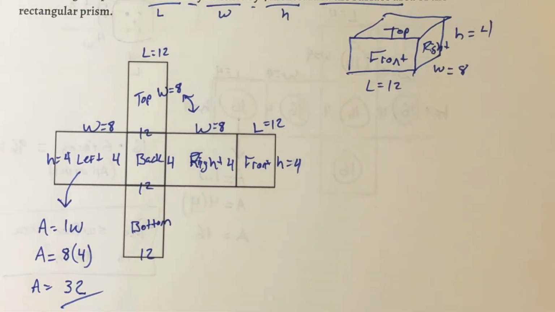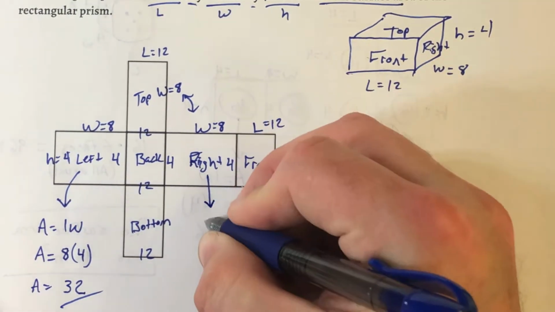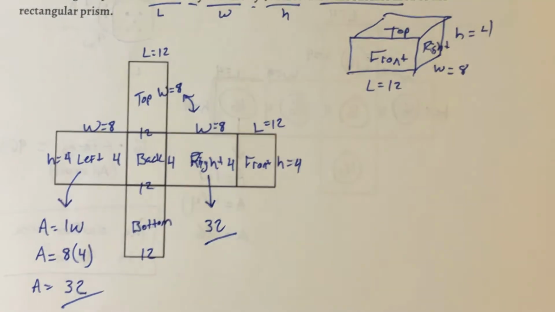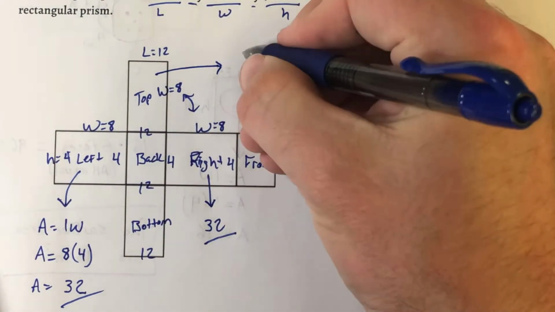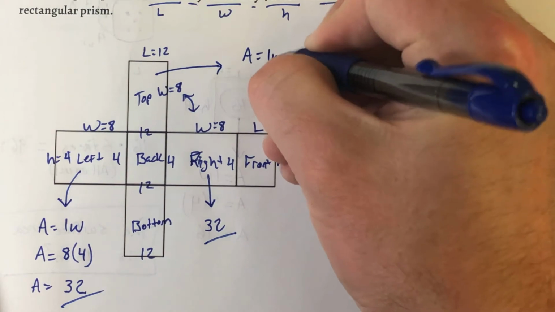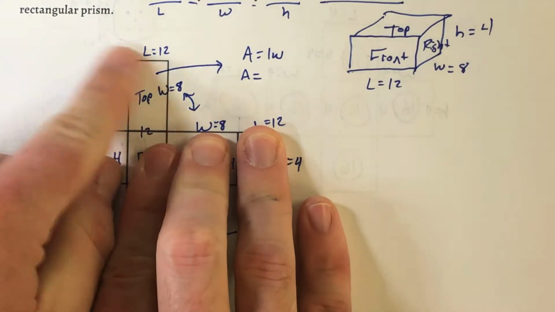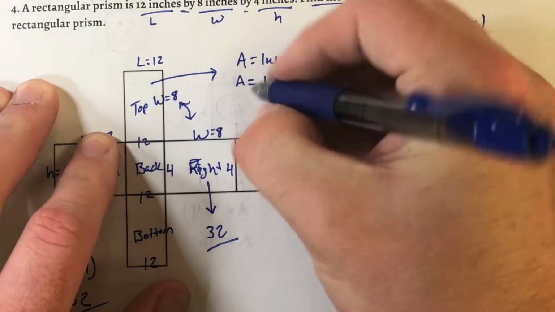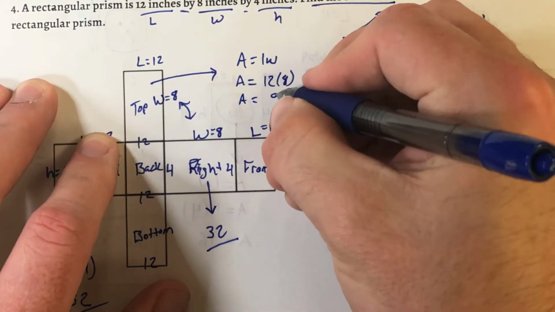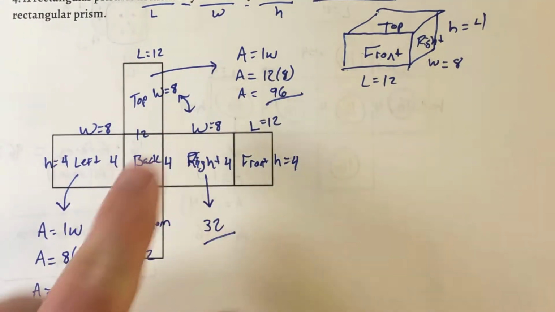Are there any shortcuts? Yes, the left and right will be the same. So I'll just note that's 32 as well. All right, next, let's do the top rectangle, just because. So it's a rectangle, so A equals LW. A equals, what's my length and width of the top rectangle? It's 12 by 8. So 12 times 8. 12 times 8 is 96. So we found the area of the top rectangle to be 96.